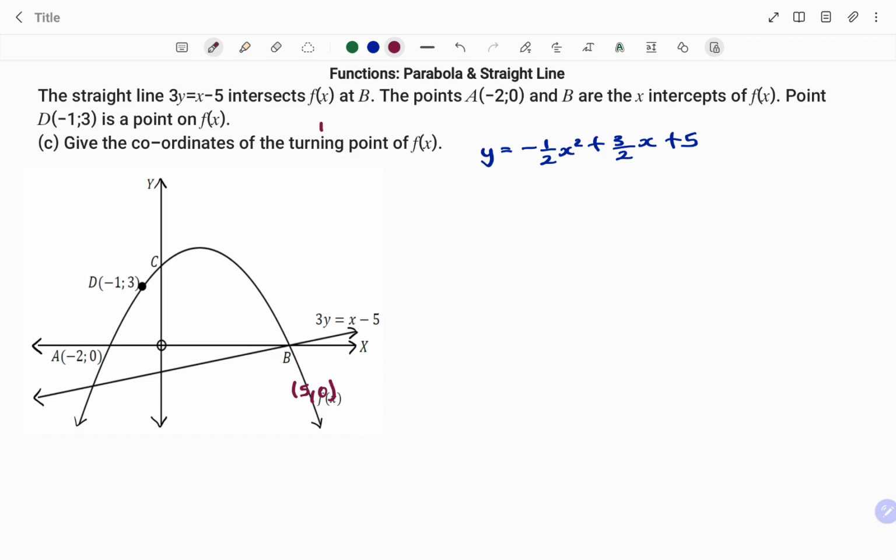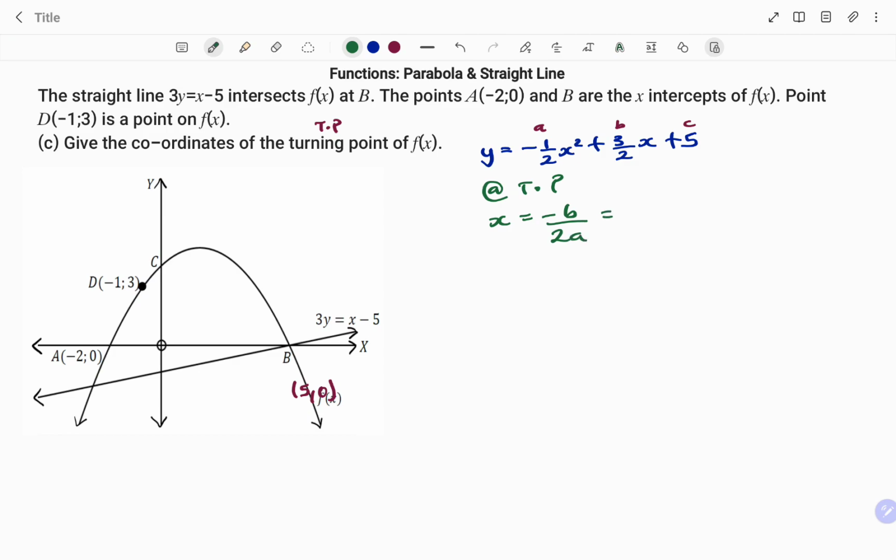I'm going to call that TP, that's turning point, of f of x. We have, from the previous question, y equals minus 1 over 2 x squared plus 3 over 2 x plus 5. That's the equation of the parabola. So we have the coefficient of x squared, that's a, the coefficient of x, b, and the constant term is c. So therefore, at turning point, that's at TP, the coordinate of x equals minus b over 2a.